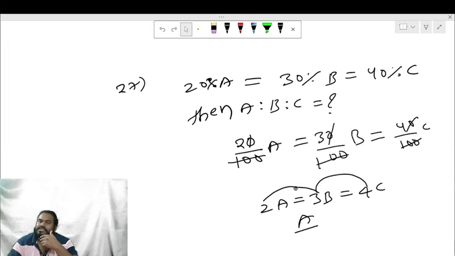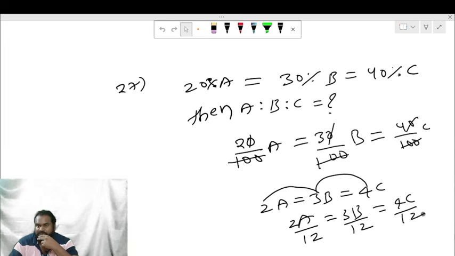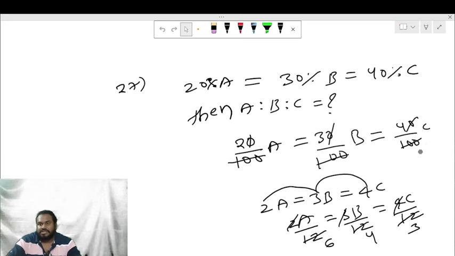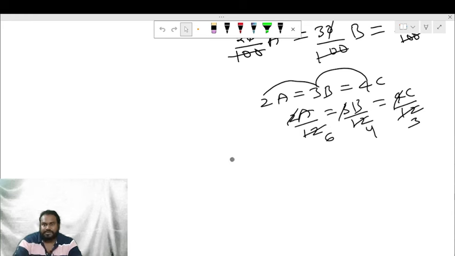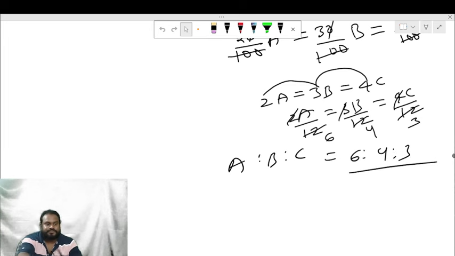Or else you can take the LCM of these three. So it is 12. So 2A by 12 is equal to 3B by 12. Just divide all the numbers with their LCM. You will get the ratio directly. 6, 4, 3. So then A is to B is to C is nothing but 6 is to 4 is to 3. A is to B is to C equals 6 is to 4 is to 3.